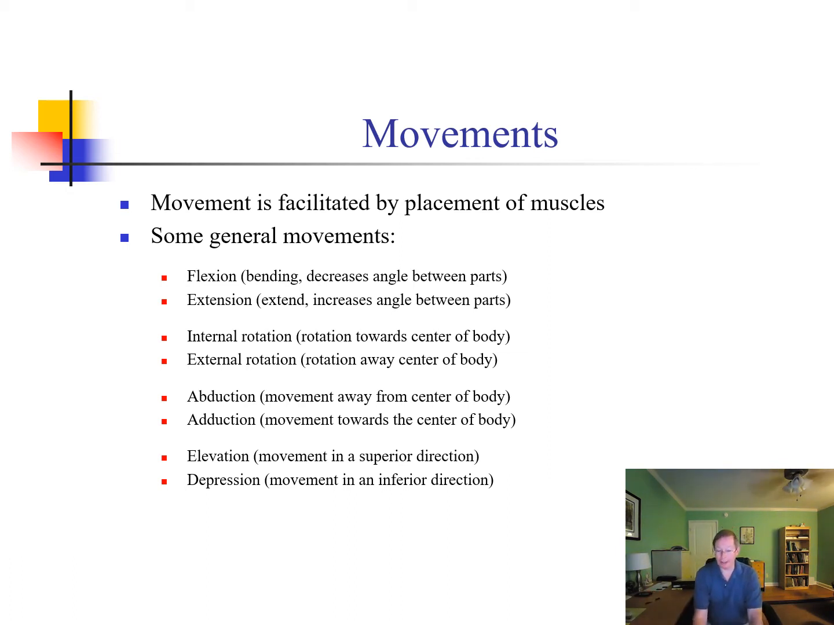Sometimes I will move a limb away from the center of the body or towards the center of the body. Those motions are called abduction and adduction. So if I were to look at, in this case, moving away from the center of the body, this would be called abduction, and adduction would be moving towards the center of the body. I also have the possibility of moving things in a direction towards my head, a superior direction, such as my shoulder. I can elevate my shoulders or I can depress them. And so elevation is one movement, as is depression.